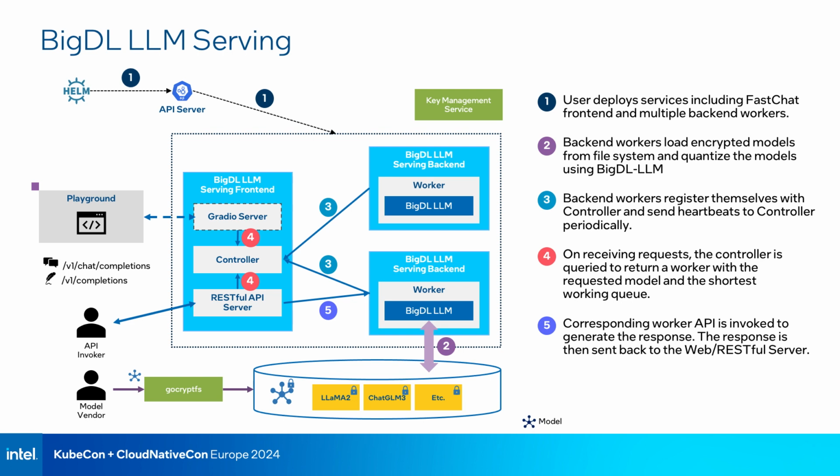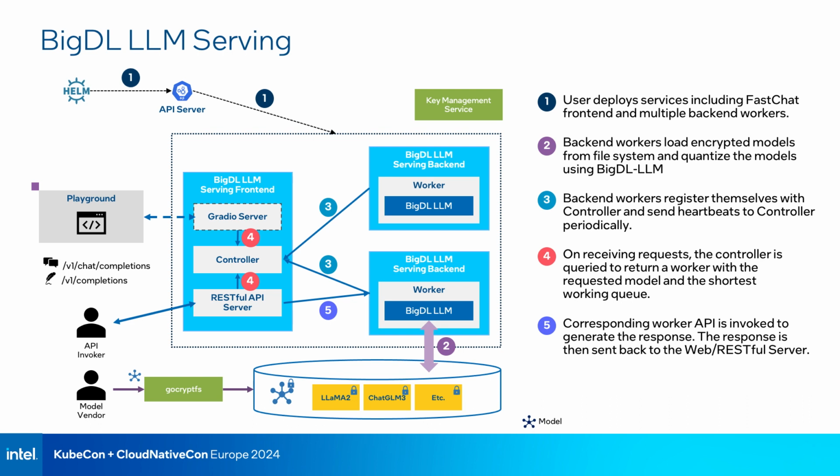BigDL-LLM serving provides an efficient and scalable service framework tailored for LLMs on Kubernetes. It leverages FastChat as a distributed serving framework and BigDL-LLM as the inference engine. A FastChat frontend is deployed as a web UI and RESTful API server to serve user requests, dispatch requests, and return responses. Multiple backends are deployed for LLM inference, each utilizing BigDL-LLM as the inference engine to load the model, quantize the model, do the inference, and communicate with the frontend.